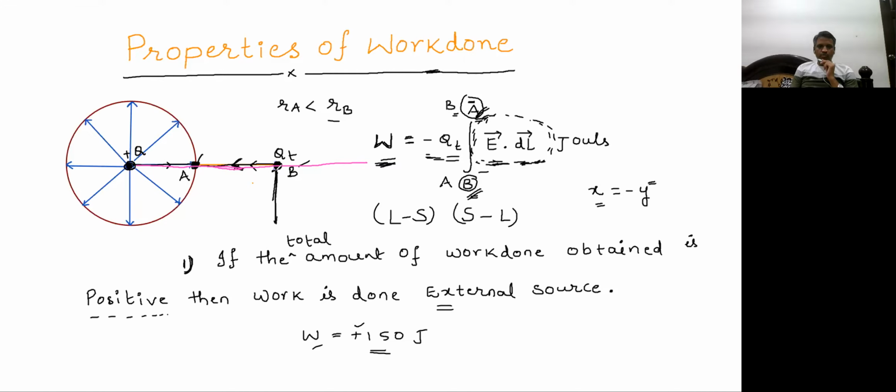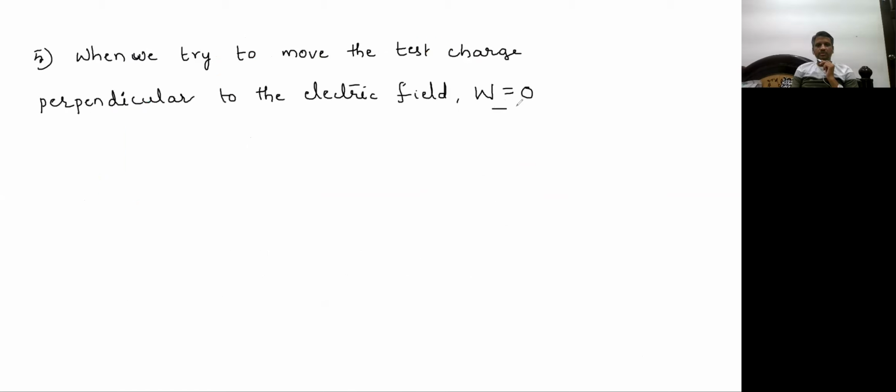Let us try to move the test charge in this direction. That is perpendicular to the field direction. Now I am trying to move the test charge in this direction which I have shown. What is going to happen? If you try to move in this direction, the angle between the field direction and the dl direction will be absolutely 90 degrees. This is 90 degrees between the electric field E and dl. In this particular expression, it's very clear that E dot dl, the dot product when both are perpendicular to each other, will be absolutely 0. This 0 into minus qt will be 0. That means the work done will be absolutely 0.